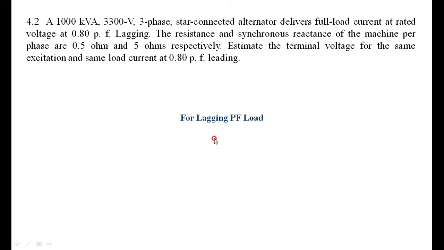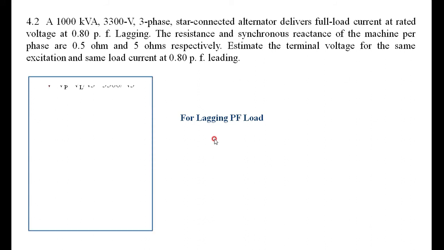What is the internal voltage? That is the generated voltage. First, once again you have to go for V, that is per phase voltage you have to calculate, that is 3300 divided by root 3, because it is star connected once again. That is what we are getting is 1905 volts is the terminal voltage.